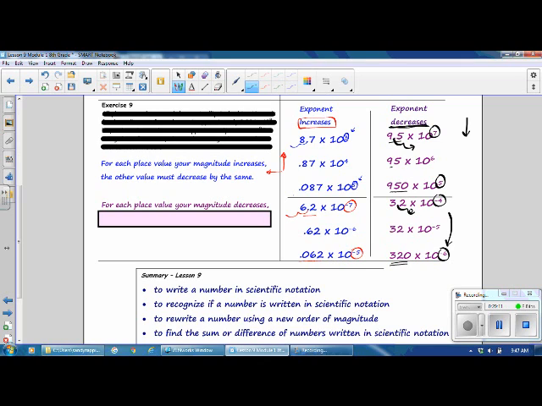So let's summarize that. On the left side, for each place value your magnitude decreases, the other place value must increase by the same. So what happens to your decimal? When your exponent decreases, then your decimal moves to the right. So look at our arrows. When your exponent decreases, then your decimal moves to the right. When your magnitude increases, so this is your exponent, when your exponent increases, then your decimal moves to the left. Okay, so this is your exponent and this is your decimal.